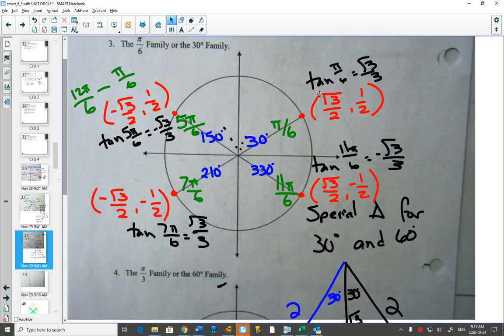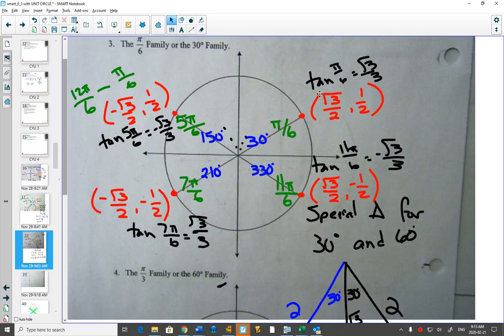What about cos of negative 11 pi over 6? Root 3 over 2. Negative 11 pi over 6 would end here in quadrant 1, right? And then it would be the x-coordinate.